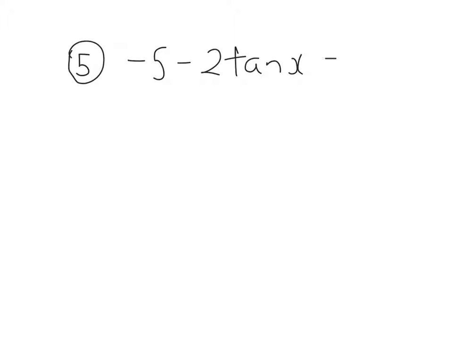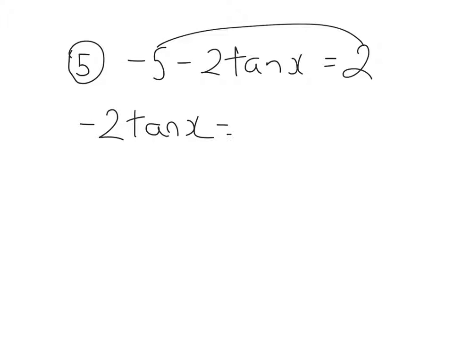Okay, next one, we've got minus 5 minus 2 tan x is equal to 2. So this is a continuation of trig equations. Minus 2 tan x is equal to, we'll bring that across and it'll be plus 5. 2 plus 5 is 7. We've then got tan x is equal to minus 7 over 2.